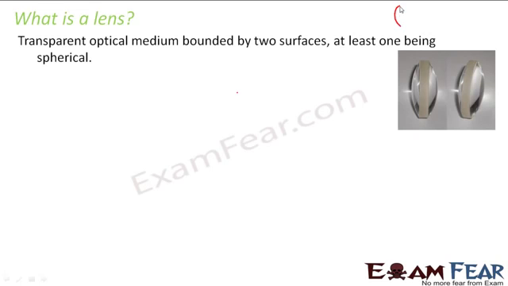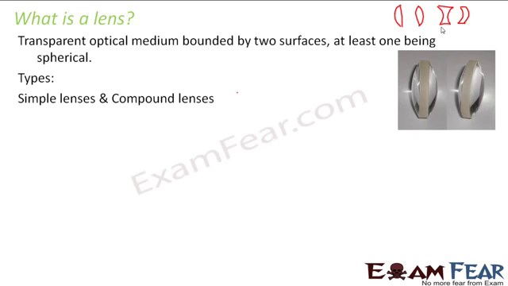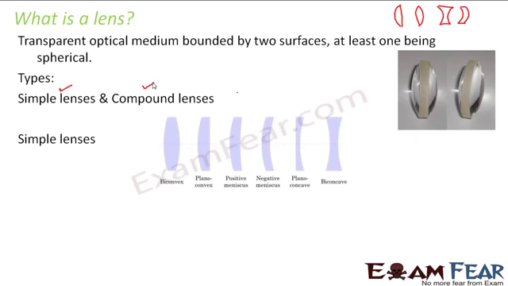You can have one spherical surface and one plane surface. You can have both spherical surfaces, in this way. So there are different types of lenses that can be formed by different combinations of spherical surfaces. However, we divide lenses into two broad categories, that is simple lenses and compound lenses. Now what are simple lenses?